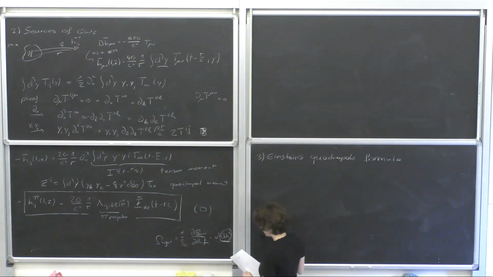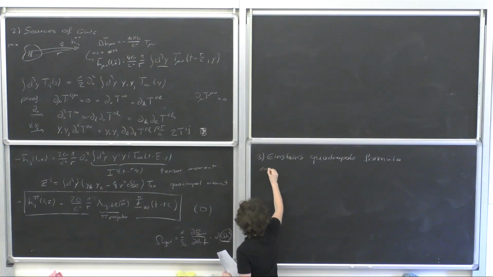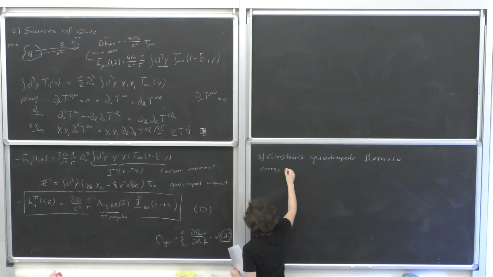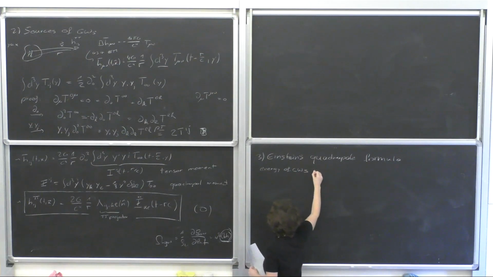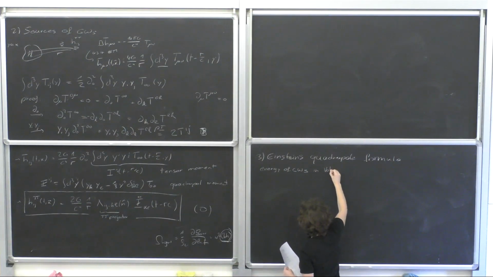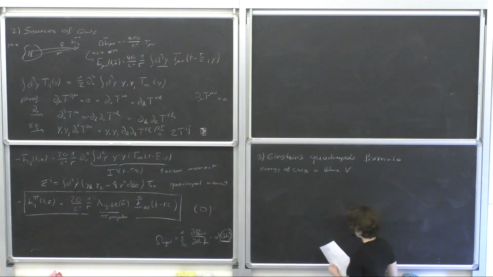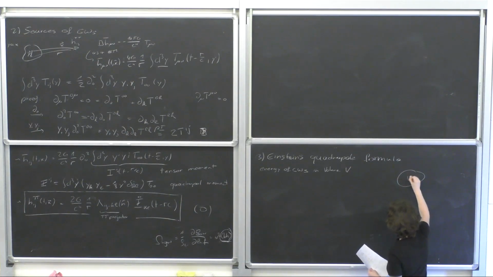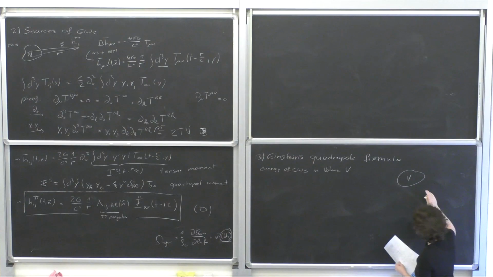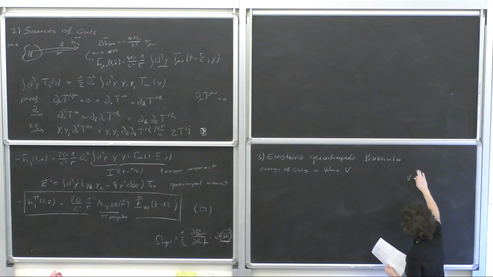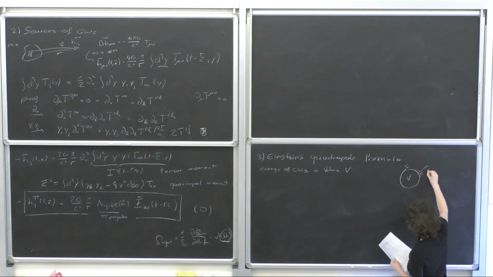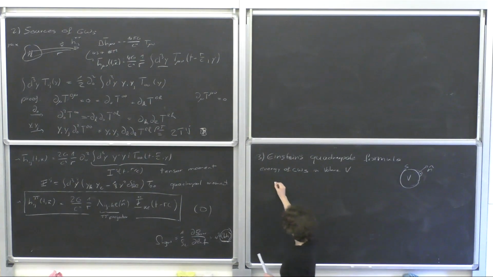So let's compute the energy of gravitational waves in some volume V. What I have in mind is some volume, and the source is somewhere well inside this volume. I want this volume to be slightly more circular, otherwise I cannot do the integral. So this is some surface, and there's some unit vector normal to the surface. And I'm interested in the energy inside this volume.